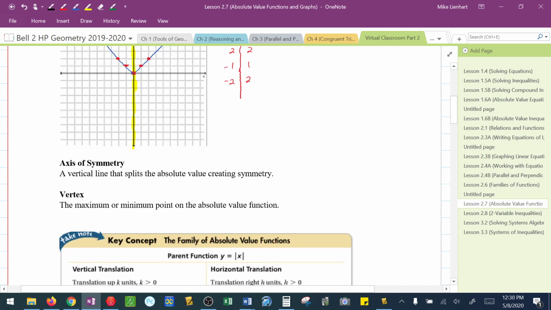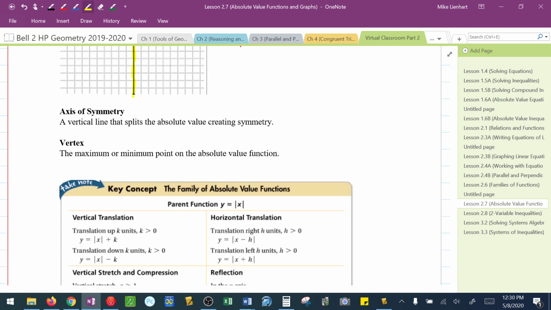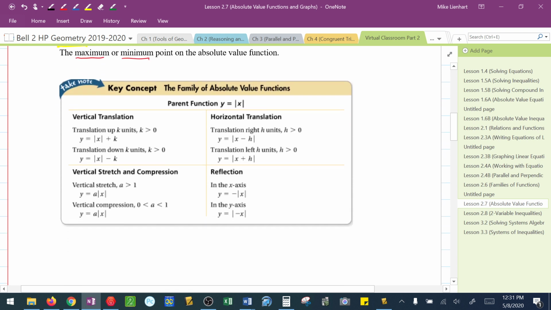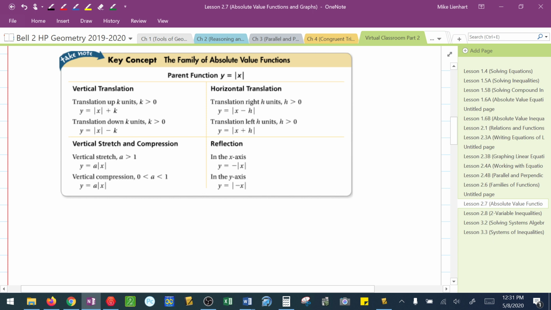So the axis of symmetry we just talked about, that's that vertical line that splits the absolute value, creating symmetry. We talked about the vertex. Now you're going to hear us use the terms maximum or minimum when we're dealing with that as well. If you were to look at a textbook, this is how a textbook is going to define for you the family of absolute value functions. In other words, here's what they're doing. They're taking the parent. They're saying, what's it going to look like if you move it up, down, right, left, flip it over x, flip it over y, stretch it, or compress it.